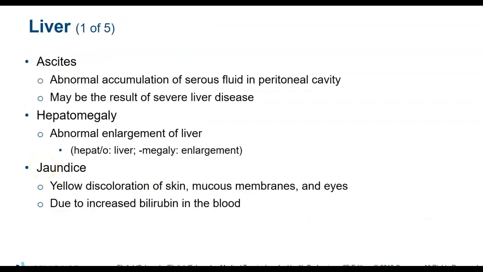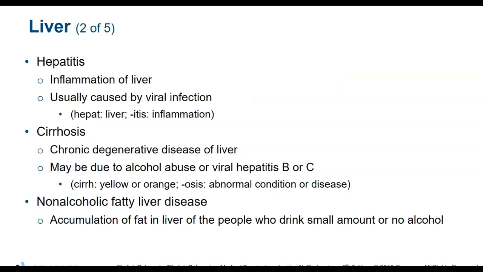Ascites is actually an abnormal accumulation of fluid in the peritoneal cavity. Usually it is like when somebody looks pregnant. It is a result of severe liver disease. We see ascites associated with alcoholism very, very frequently. Hepatomegaly is an enlargement of the liver. Jaundice is actually due to an increase of bilirubin in the blood, and that's when we get a yellow discoloration of the skin, mucous membranes, and eyes. We see this a lot in newborns, but they put them under the bili lights and they usually do well.